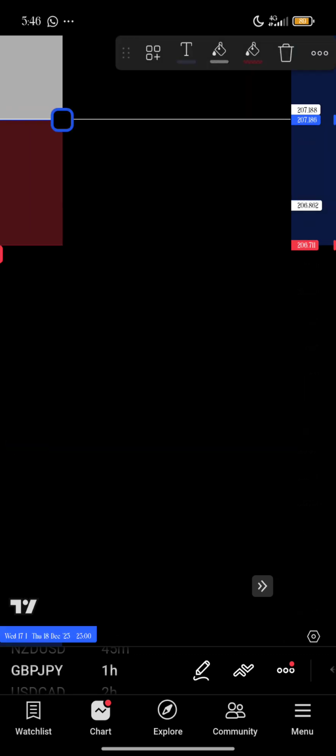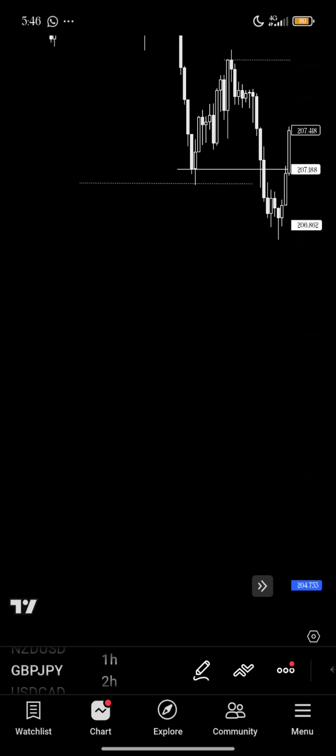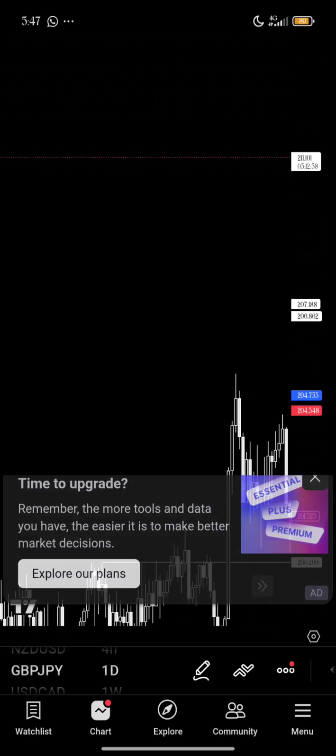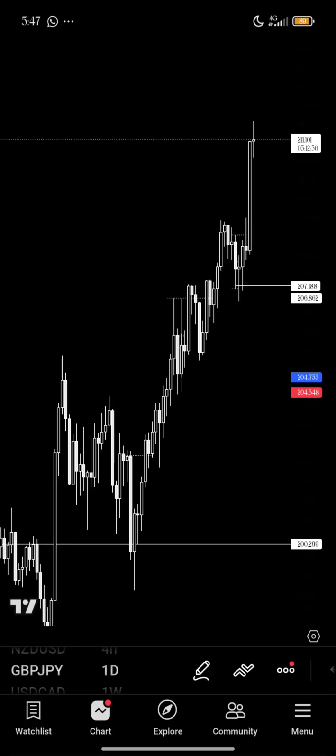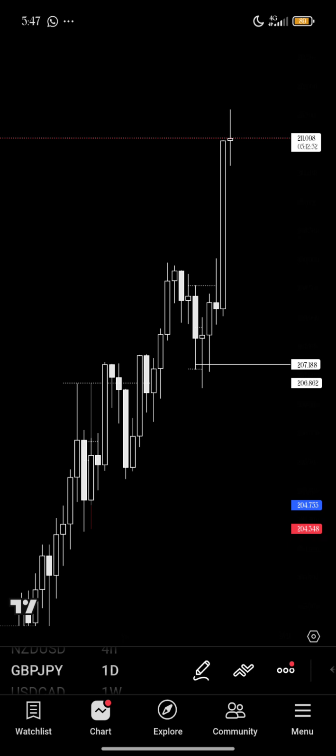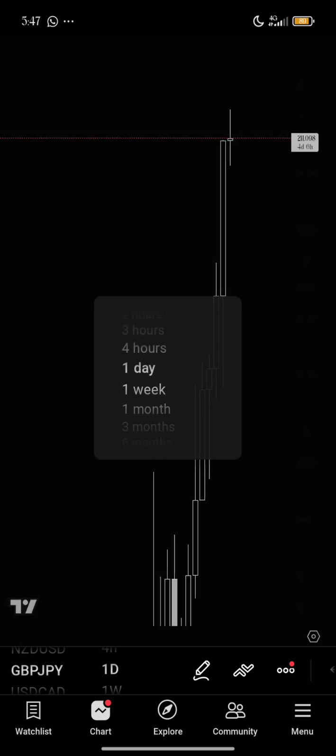When price does not show you this MSNR, you don't need to be forcing it. Once you cannot see your CRT or your daily count, your MSNR, you don't need to force the price. Once you can't see it, you don't need to force it. You just need to calm down and wait for it to form. So now, let's say like this. Now we can see a CRT being formed here.